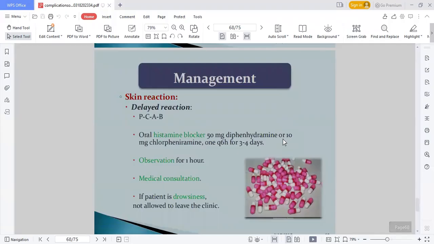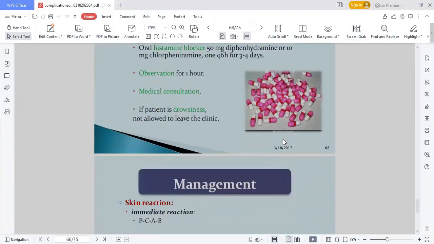If it is a delayed reaction, an oral histamine blocker, 50 milligrams of diphenhydramine or 10 milligrams of chlorpheniramine maleate, should be given to the patient for 3 to 4 days. Observe the patient for 1 hour. Medical consultation should be sought. If the patient is drowsy, do not allow the patient to leave the clinic.